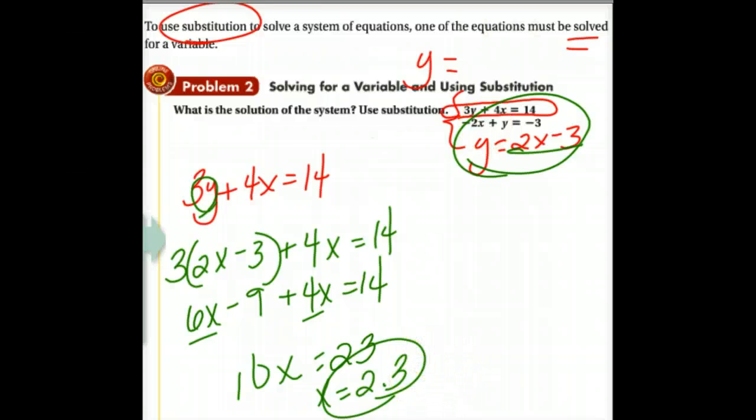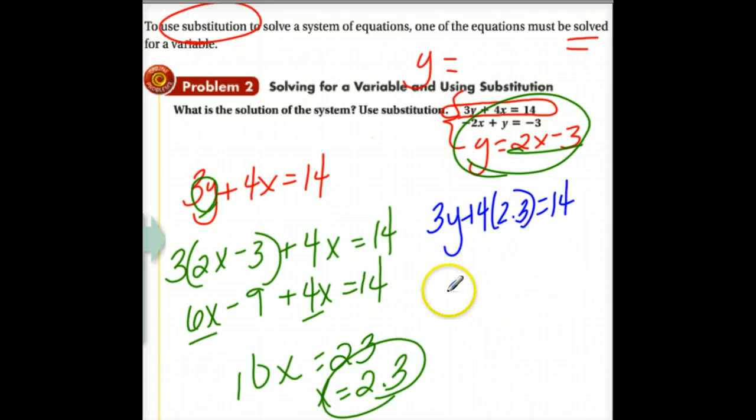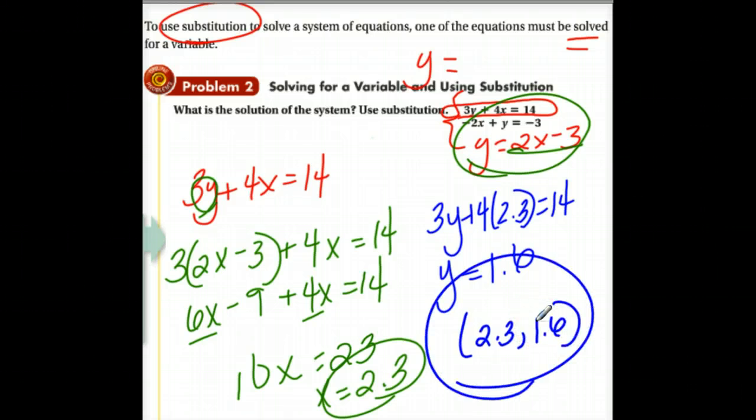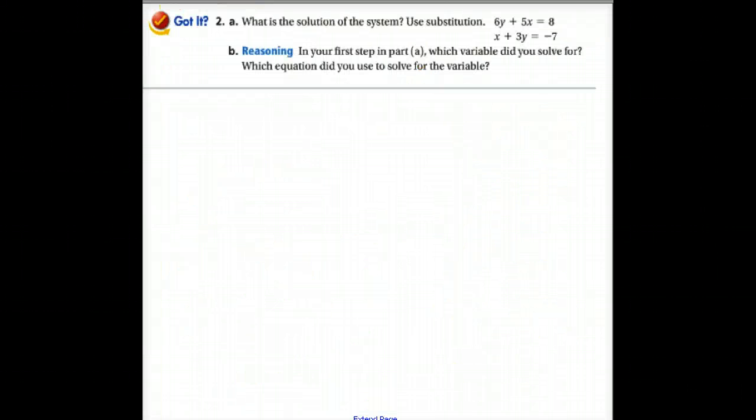To find the y value, I need to plug that x value into either of the equations. I'm going to use the first one. So 3y plus 4 times 2.3 equals 14. When I do the math, I get y equals 1.6. So my solution to this system, using substitution, is 2.3 for x, 1.6 for y.